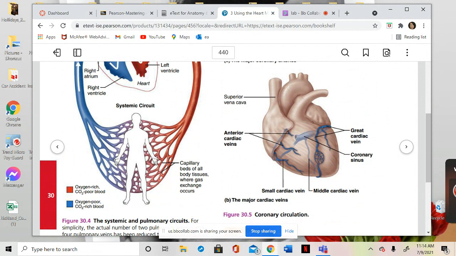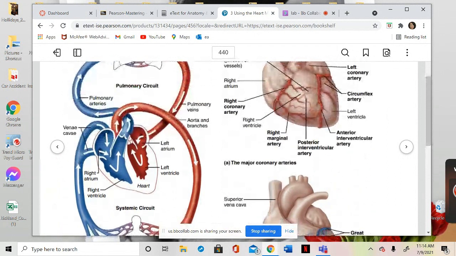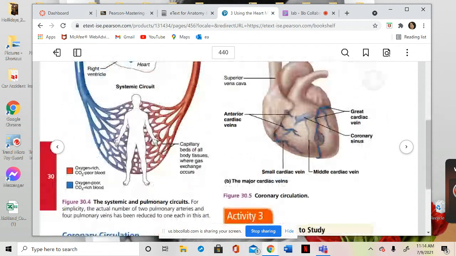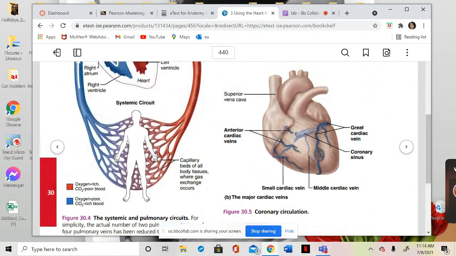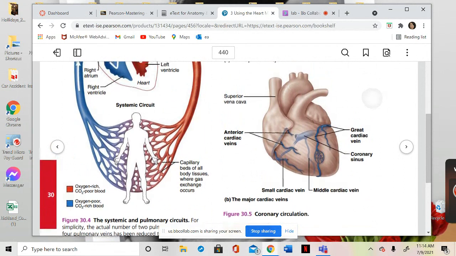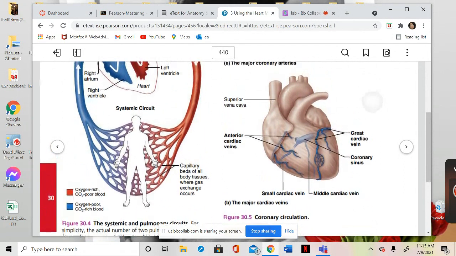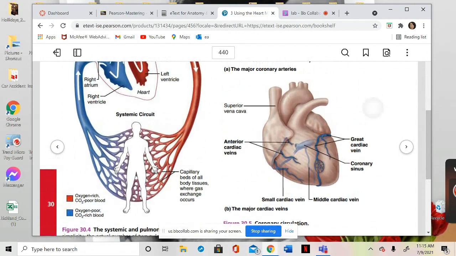The small cardiac vein is localized in the right ventricle parallel to the right marginal artery. And then we have the anterior cardiac vein, which localizes in the anterior surface of just the right atrium. It's just in the right atrium.